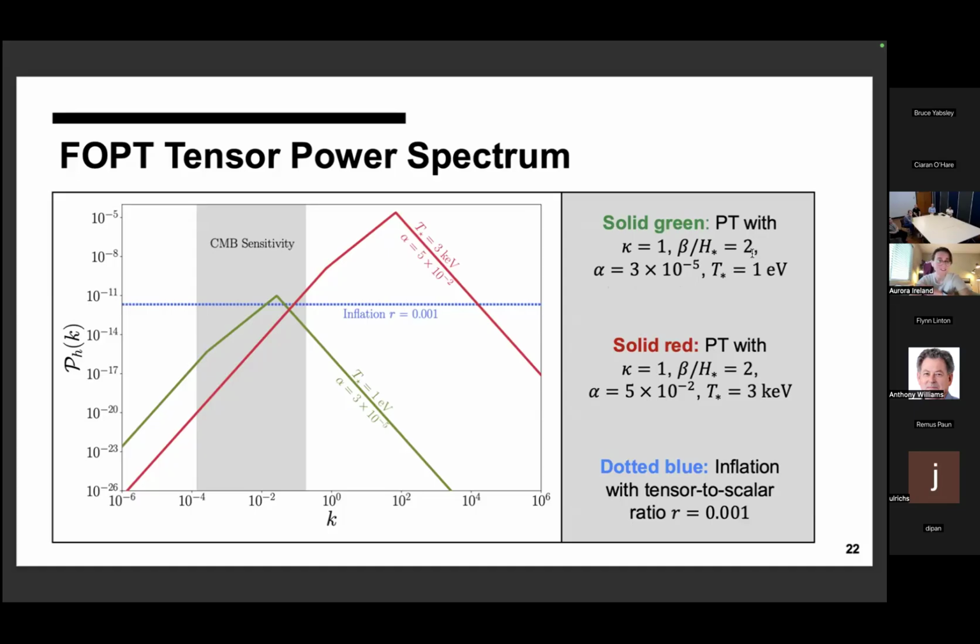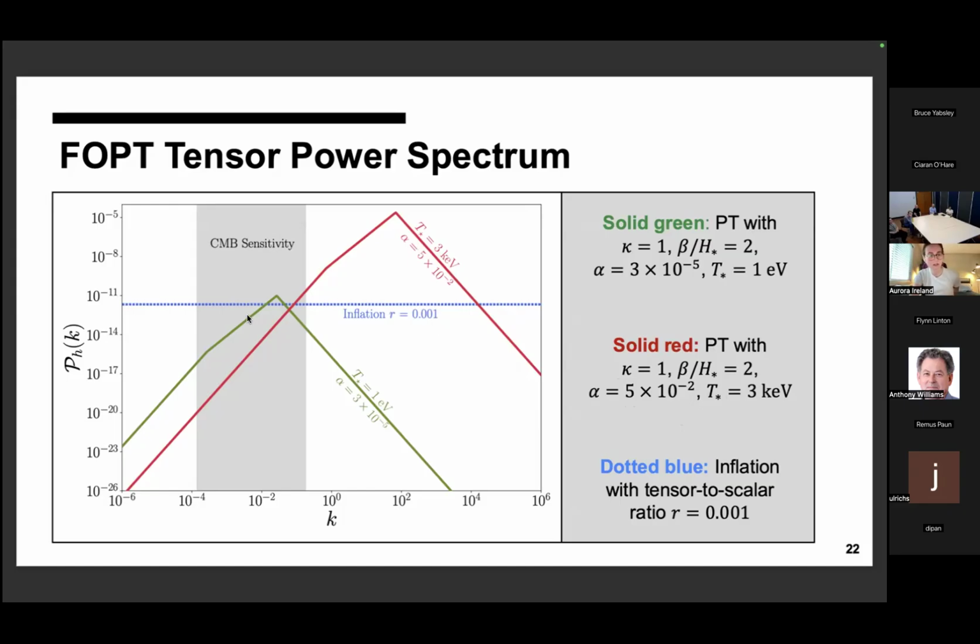So again, it remains to be seen: can you actually realize these parameters? This is just because we want to see what the behavior is. And the reason that we picked these two different benchmarks is because these are going to have very different spectral shapes, as I'll get to in a second. The red benchmark is occurring at an earlier time, corresponding to a temperature of 3 keV in the visible sector. Here, we're less constrained, so we can take an alpha of 0.05, but we're just going to take the same values for kappa and beta on H star for comparison purposes. And then I've also shown here what the spectrum looks like for inflation with a tensor to scalar ratio of 10 to the minus 3.